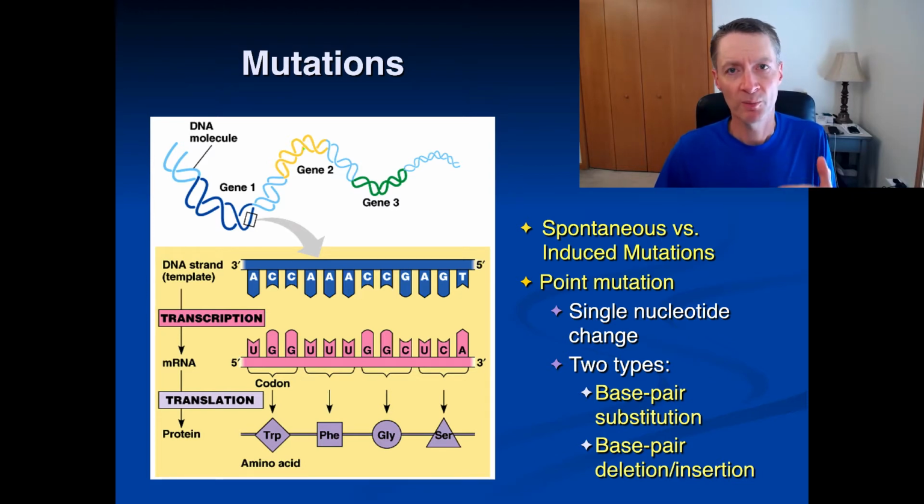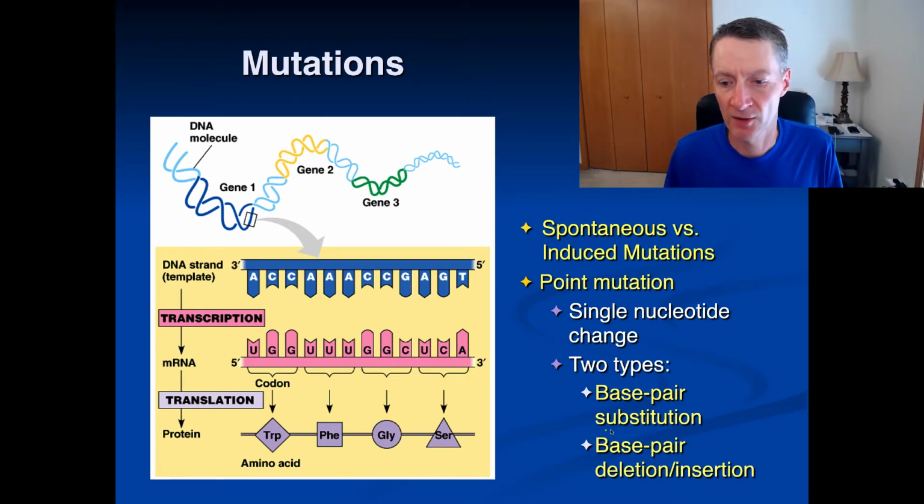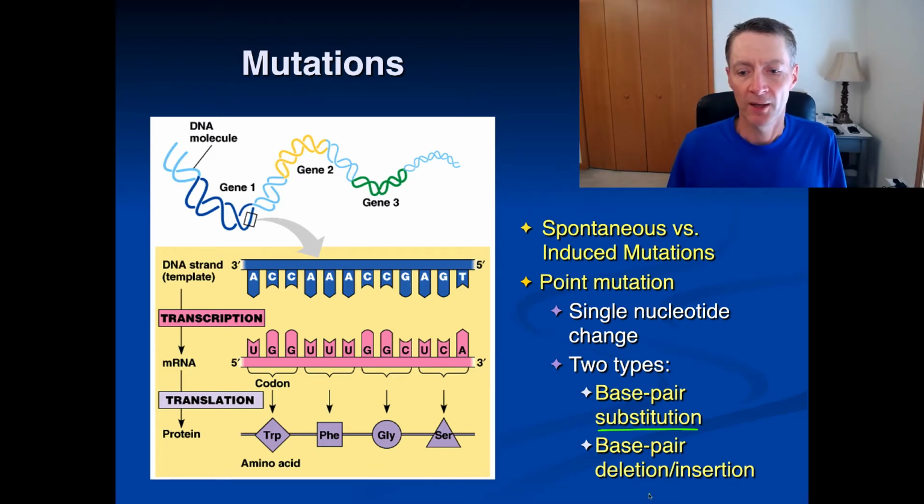So two different basic types of point mutation. One where we have the same number of nucleotides, we just have one that's in error in place of another, right? Substitute, right? That kind of makes sense. Something's put in place of another, right? And then the other situation where a nucleotide is entirely missing, or an entirely new nucleotide is added in the sequence.